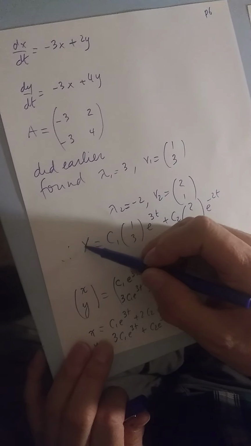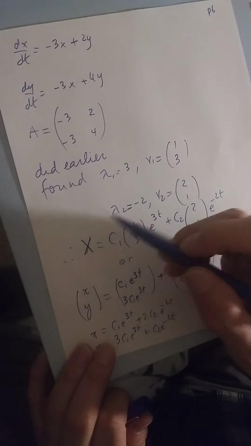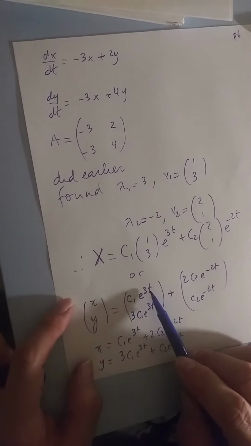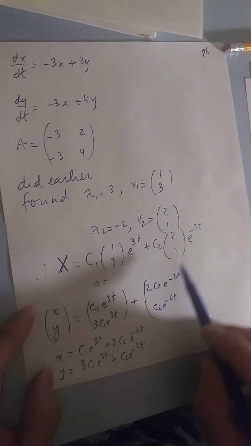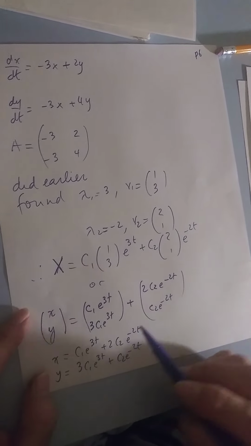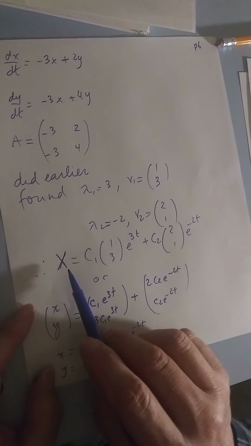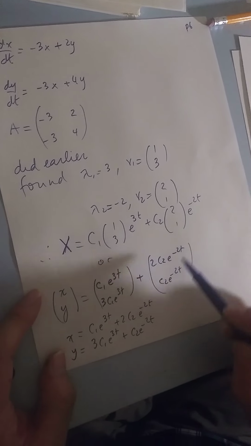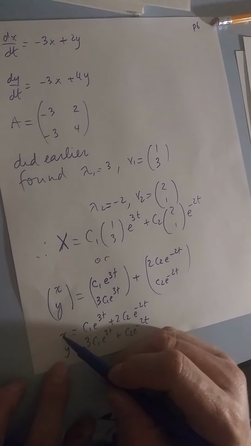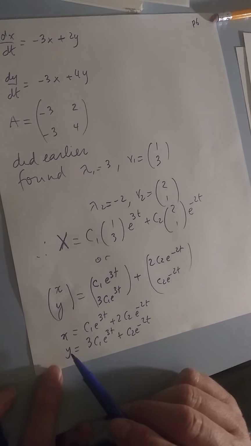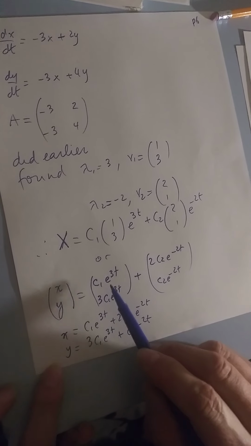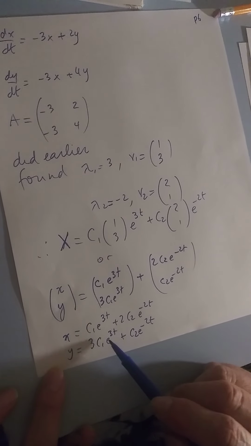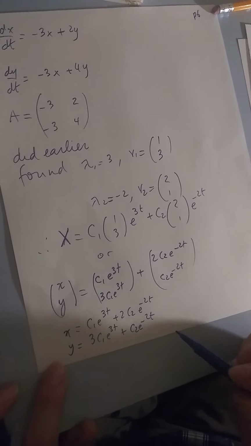Remember, capital X is x and y. So that means (x, y) is equal to C1 times (1, 3) e to the 3t plus C2 times (2, 1) e to the minus 2t. Small x is C1 times 1 e to the 3t plus C2 times 2 e to the minus 2t. Small y is C1 times 3 e to the 3t plus C2 times 1 e to the minus 2t. And if we were to write x and y separately, it would be x equals C1 e to the 3t plus 2C2 e to the minus 2t. y equals 3C1 e to the 3t plus C2 e to the minus 2t.